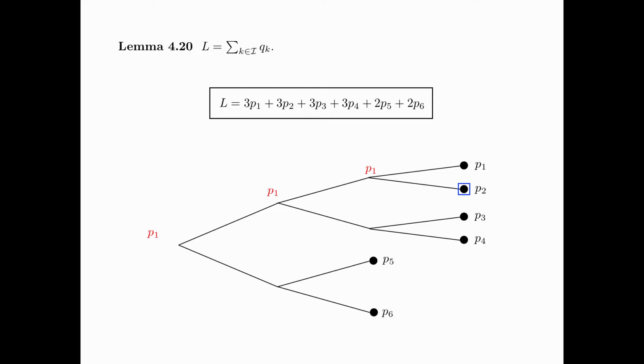We do the same for the code word assigned the probability P2, for the code word assigned the probability P3, for the code word assigned the probability P4, the code word assigned the probability P5, and the code word assigned the probability P6.